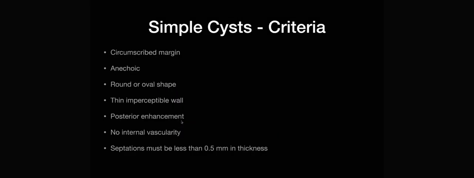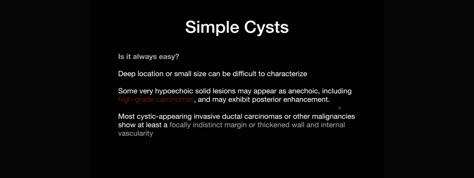طيب, we have, as our colleague mentioned, simple cysts. You have to have criteria for simple cysts. It has to have circumscribed margin, be anechoic, round or oval in shape, thin imperceptible wall, has posterior enhancement, no internal vascularity, and if there are septations, they must be less than 0.5 millimeter in thickness. Is it always easy? No, it's not always easy. مثل لما يصير في عندنا artifact similar to the case that I just showed you. Sometimes it cannot be easily differentiated from a solid component, and it may undergo biopsy.